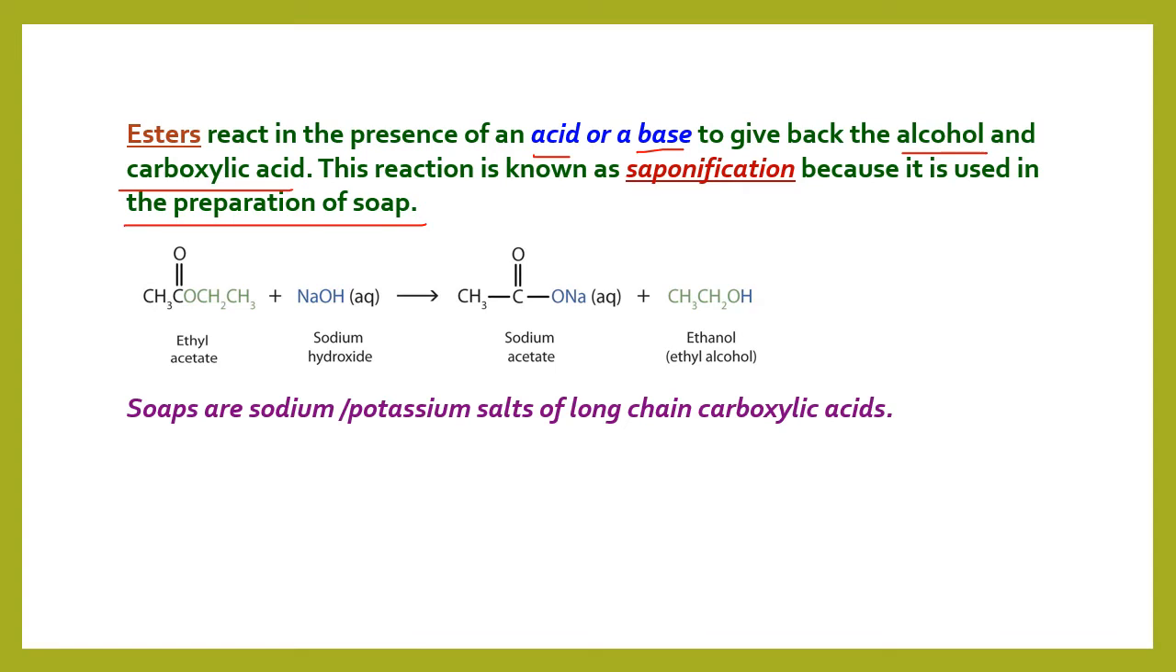Now see, this is an ester, ethyl acetate, CH3COOCH2CH3. When it reacts with NaOH, what do we get? We get CH3COONa and CH3CH2OH. This reaction is known as saponification. Actually, soaps are sodium or potassium salts of long chain carboxylic acids.